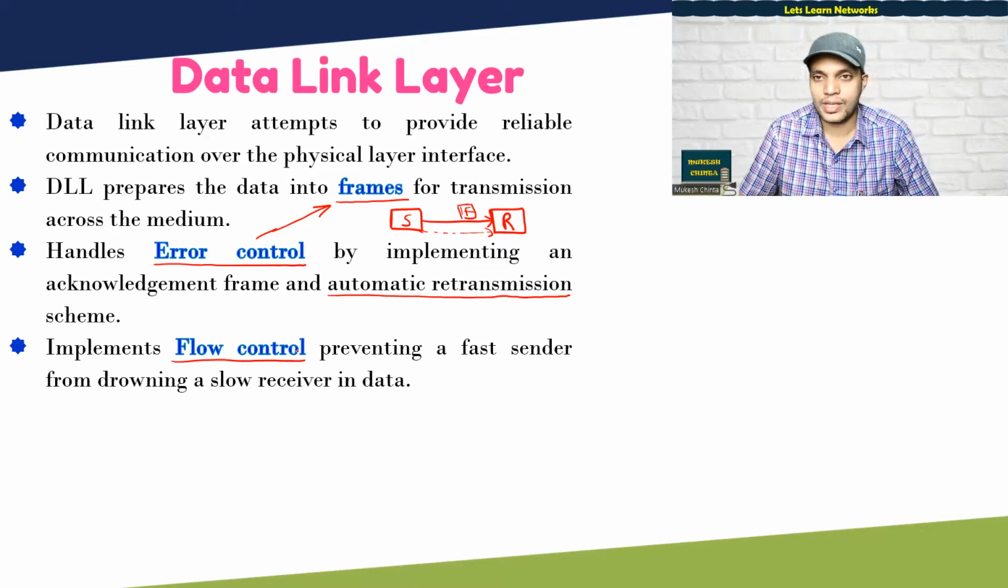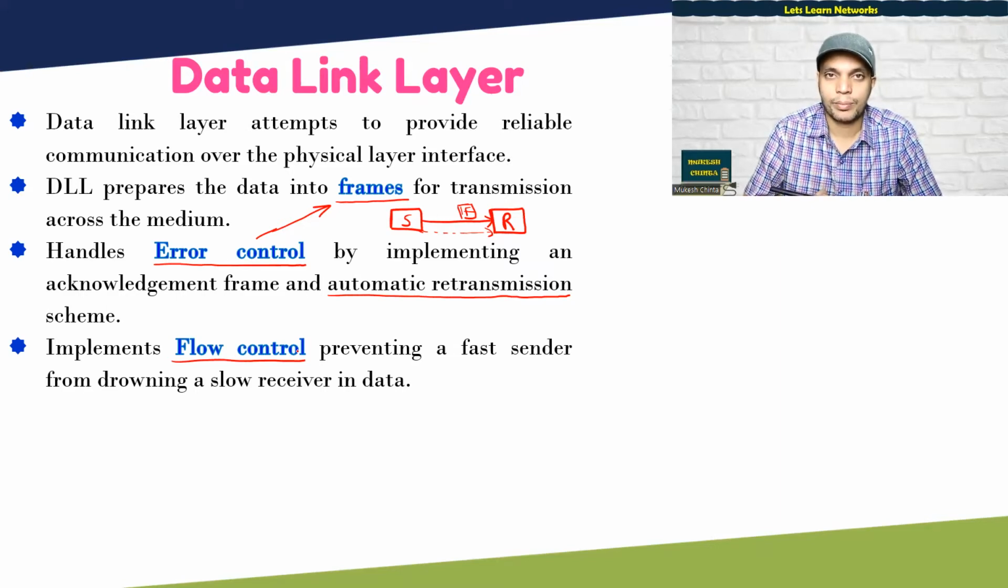Flow control means that a sender simply can't send the data according to his own will or his own data rate. It has to send the data in such a way that it is acceptable for the receiver. So if a receiver can accept maybe only 5 frames per second, the sender should also send only 5 frames per second. It simply can't send 100 or 200 frames per second according to its speed.